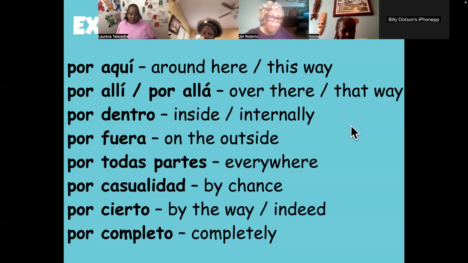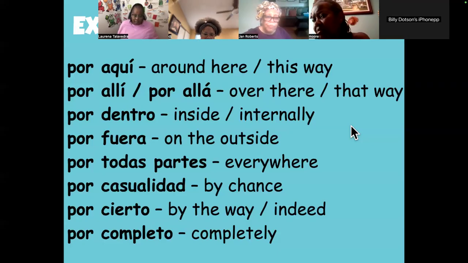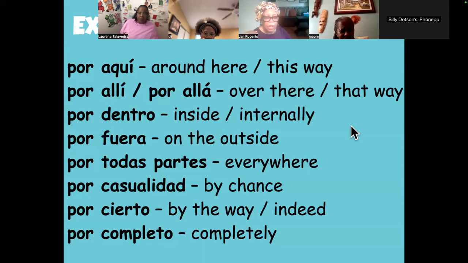Okay. Entonces, hey, now here's the thing. I told you once you learn Spanish, you can use it in the way that you choose. You see where it says por cierto, by the way, indeed? Sí. I use por casualidad for by the way, because you see it means by chance. Okay? So that's how I usually use it. So I would say, hey, por casualidad, ¿tienes un lápiz?